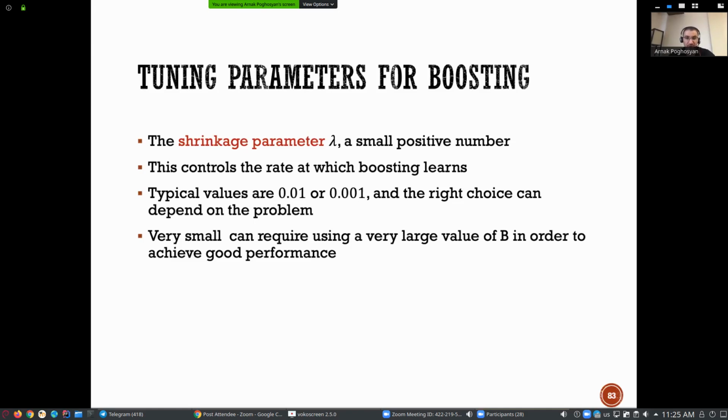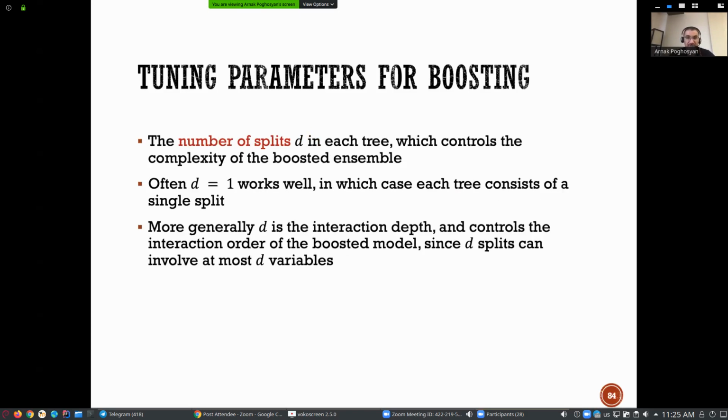A very small learning rate can require using a very large value of B. We understand that we need to learn slowly, but when you are learning slowly, maybe the parameter B is becoming very big. So there should be a balance between B and the learning rate. Then we have the number of splits.